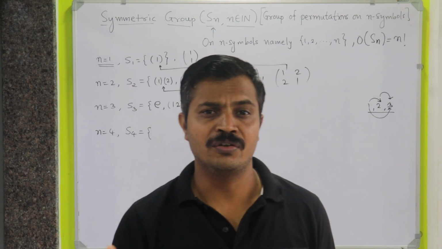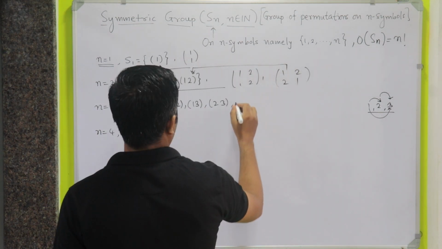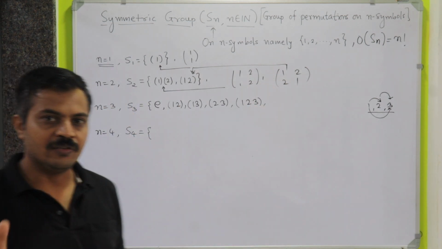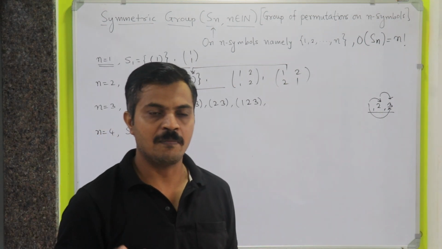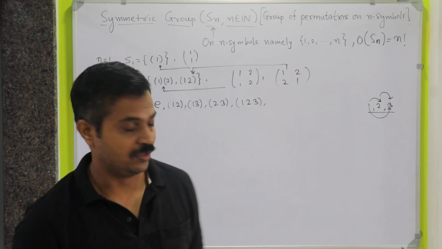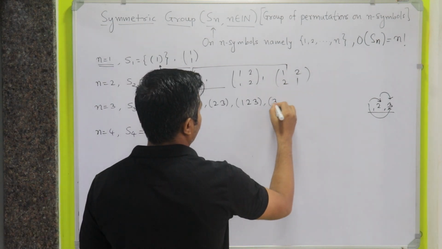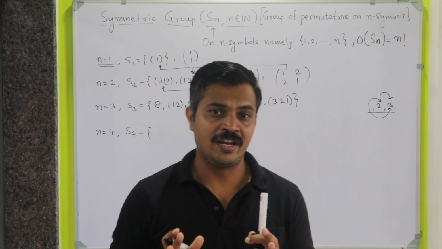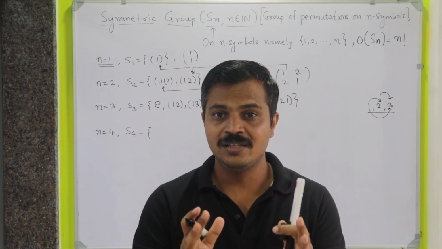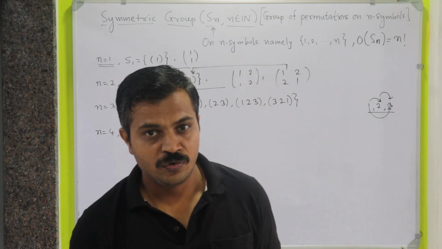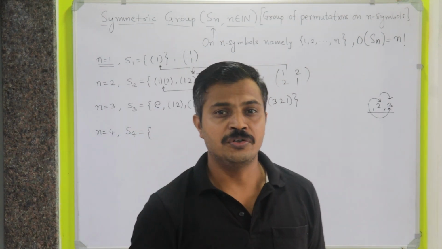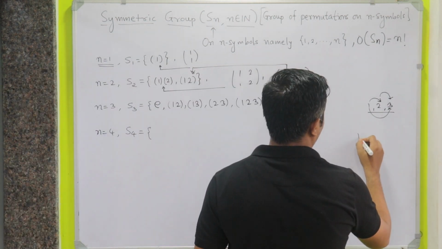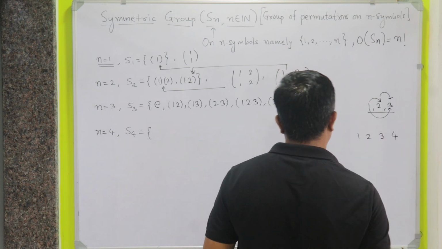Now I will move towards cycles of length 3, and that is (1 2 3). Now I will write the inverse of this one, and the inverse is nothing but the same cycle in reverse order, so this is (3 2 1). So this is how we will write the elements of S3. Now similarly, we have to write the elements of S4 as well. There is a trick in order to write the elements of S4. This is going on 4 symbols, 1, 2, 3 and 4.